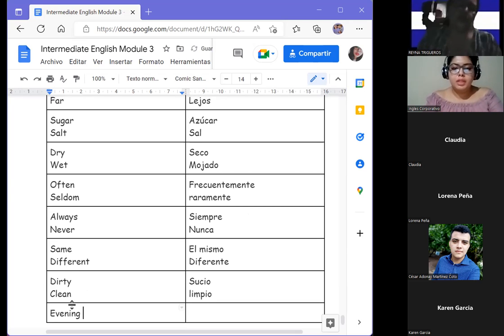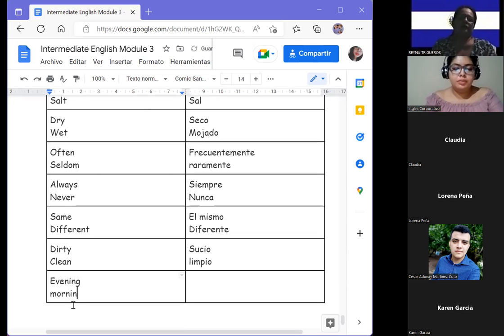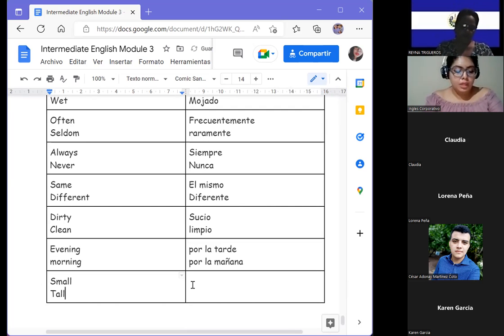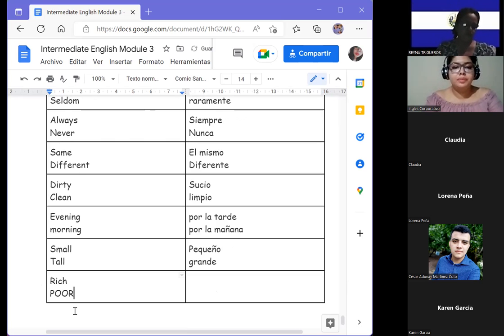Evening, morning. Evening means por la tarde noche. Podemos ponerlo por la tarde. Morning, por la mañana. Small, tall. And we have here pequeño, grande. Grande o alto. Rich, poor. Rich es rico, de riquezas. Poor, pobre.